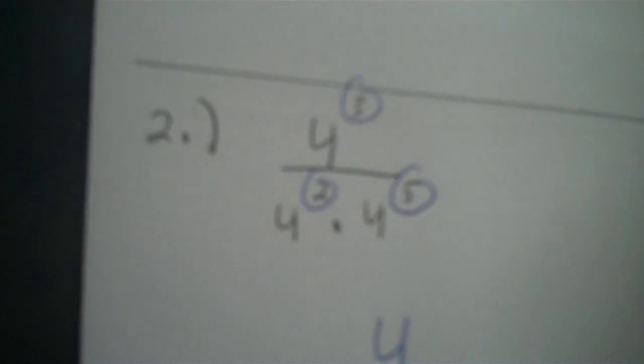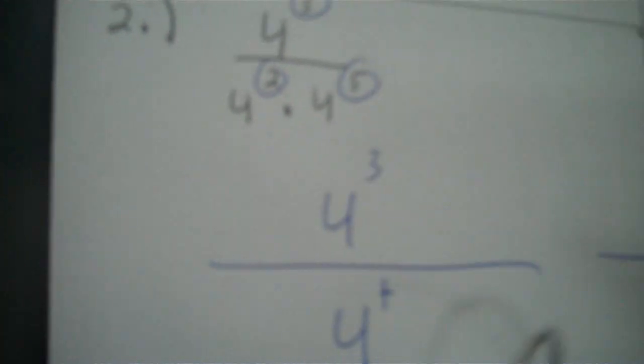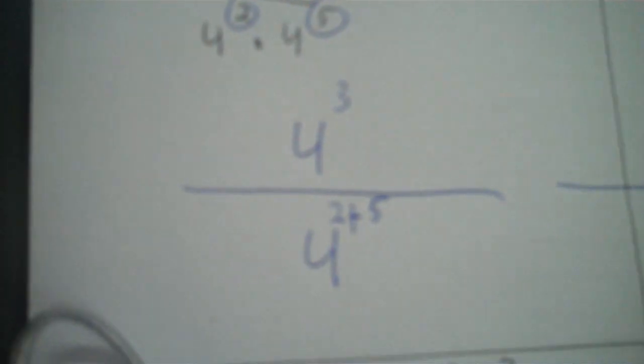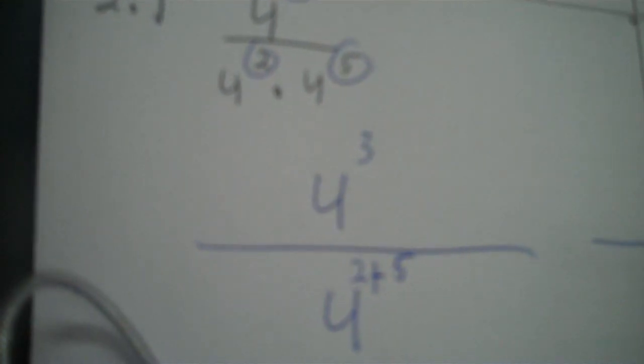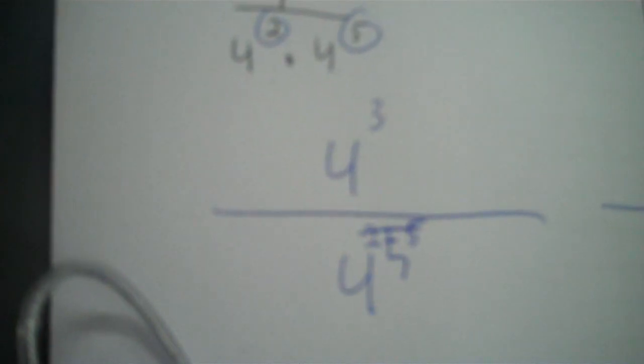Okay, number 2. 4 to the 3rd, 4 to the 2nd, 4 to the 5th. So you got a 4. Now at the bottom you got a 4 times 4, which means you will just add the powers on your 4. Now I know 4 is not a variable, but we treat it the same way. So you have a 3, and on bottom a 2 and a 5. I don't need to multiply because there's not any parentheses. So 2 plus 5 is 7.